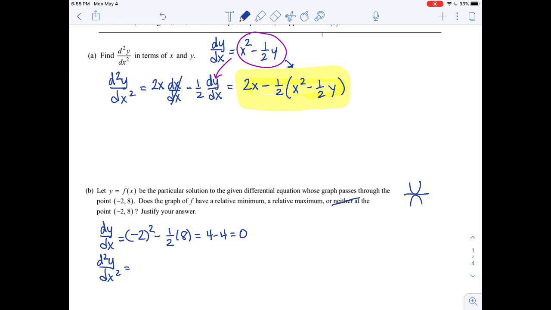So in our second derivative, and again, you have a calculator available if you're uncomfortable doing these calculations by hand, you're plugging in -2 for x.